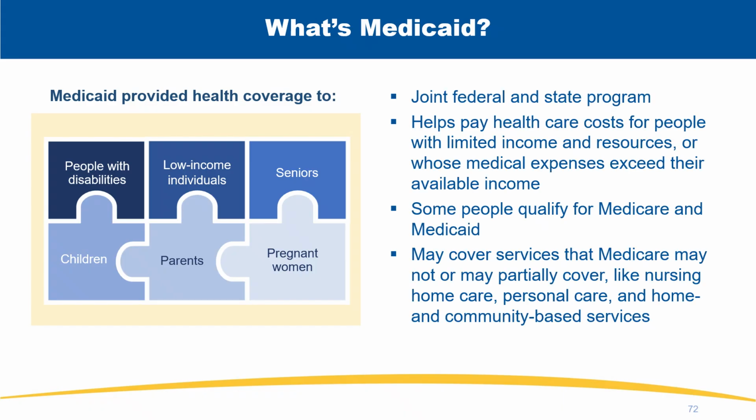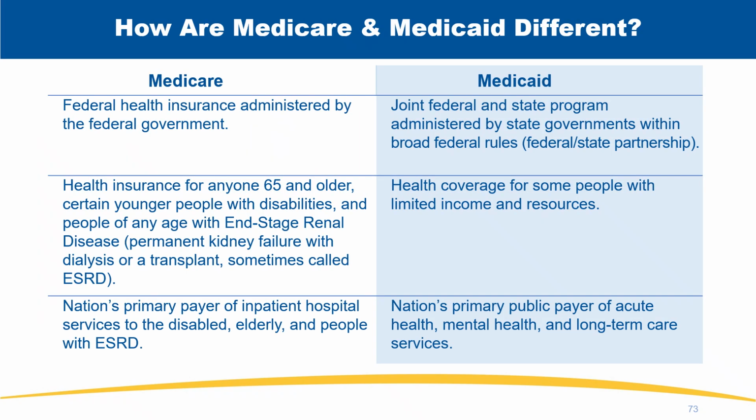What is Medicaid? A lot of people get Medicaid and Medicare confused, but they're two different programs. Medicaid is a joint federal and state program. It helps pay health care costs for people with limited income and resources, or whose medical expenses exceed their available income. Some people qualify for both Medicare and Medicaid. Medicaid may cover services that Medicare may not or may only partially cover, like nursing home care, personal care, and home and community-based services.